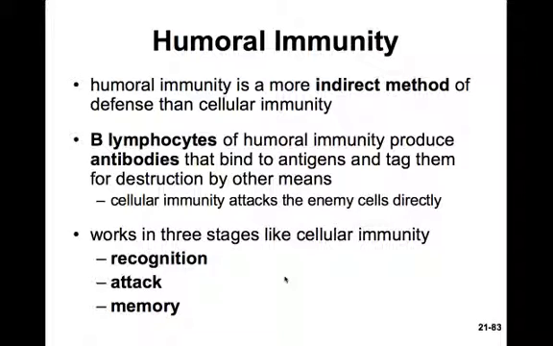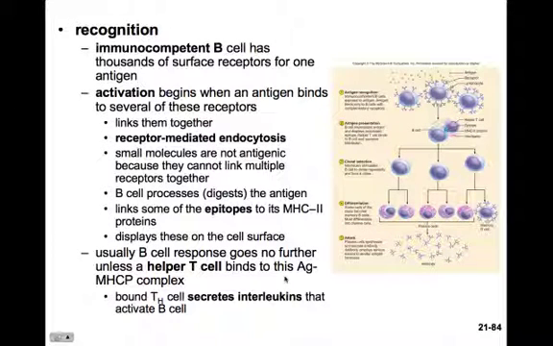Again, we'll have the 3 stages, just like cellular immunity, where we'll recognize, attack, and remember. In the recognition stage, the immunocompetent B cells will recognize the invading particle. The immunocompetent B cells have thousands of cellular receptors for one particular antigen. Activation of the B cells begins when several of these receptors are bound by an antigen. It links them together. This is why some of the smaller particles can't actually be antigens on their own, because they're too small to link several receptors together.